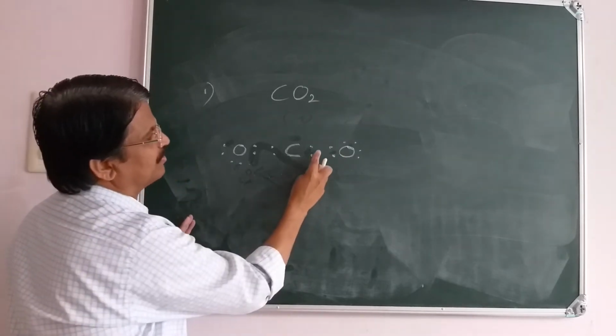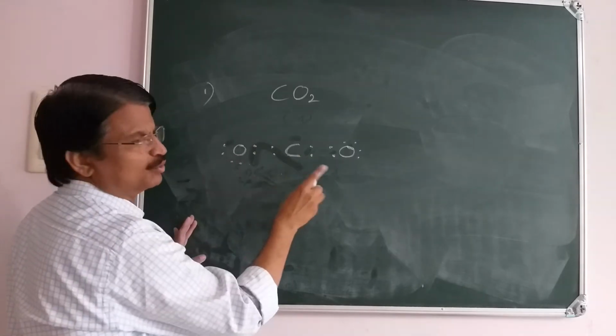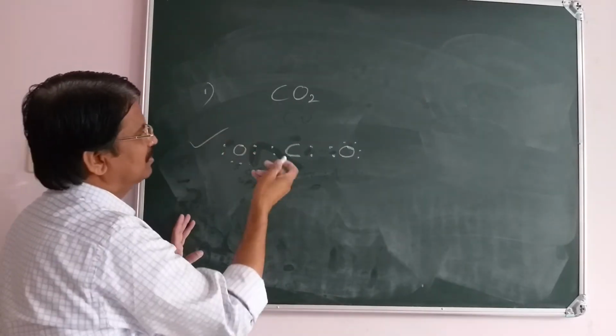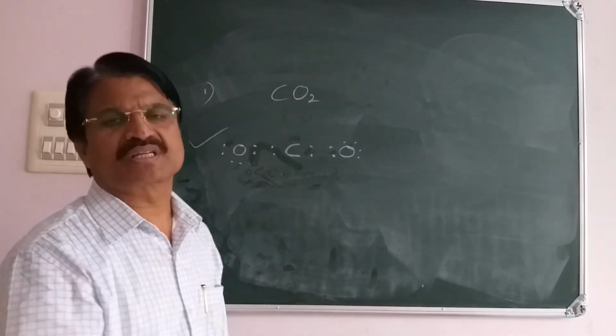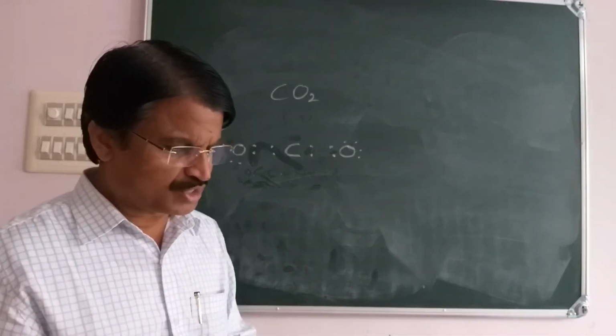It can form double bond O, double bond O. Don't write bonds. We show only valence electrons and with bond type. So this is the Lewis dot structure for CO2. So answer 1. First option is correct.